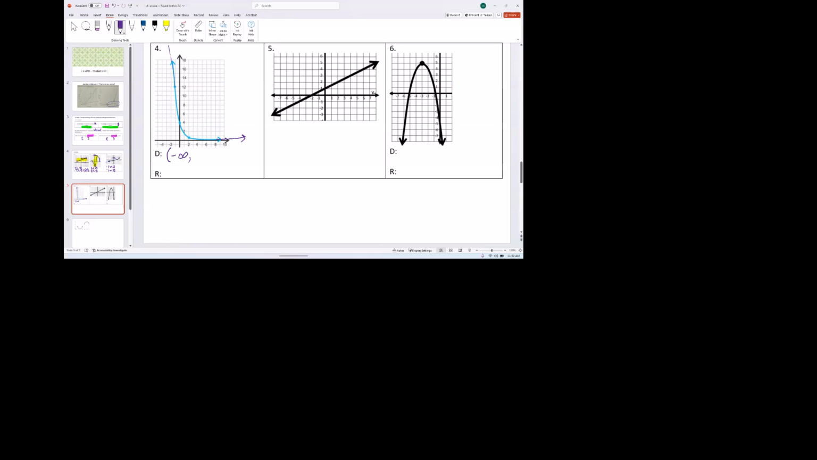And then will this curve keep going to the right? Yes. The x values will keep increasing. So the domain is everything, all real numbers, negative infinity to infinity. So there's no x values that are forbidden, okay?